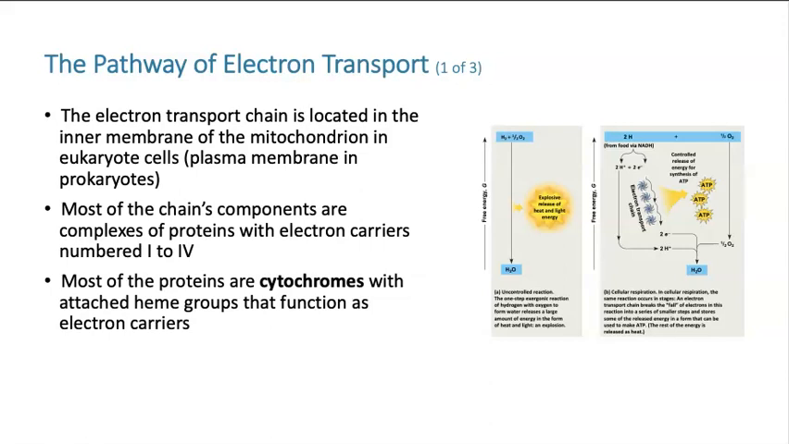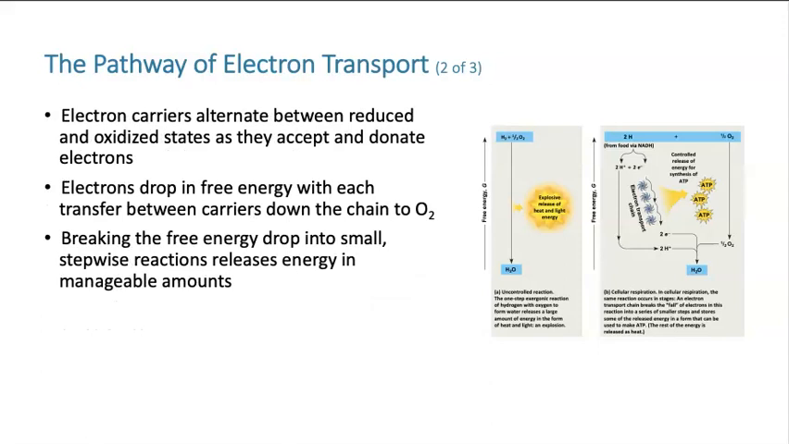Most of the chain's components are very complex proteins with electron carriers, and they are numbered 1 through 4 in Roman numerals. Most of the proteins are called cytochromes, and they are attached to heme groups, which function as electron carriers. Heme, that's like hemoglobin, right? That's also something that contains iron. So again, the electron carriers are going to be carrying those electrons literally between reduced states and oxidized states as they accept and donate electrons.